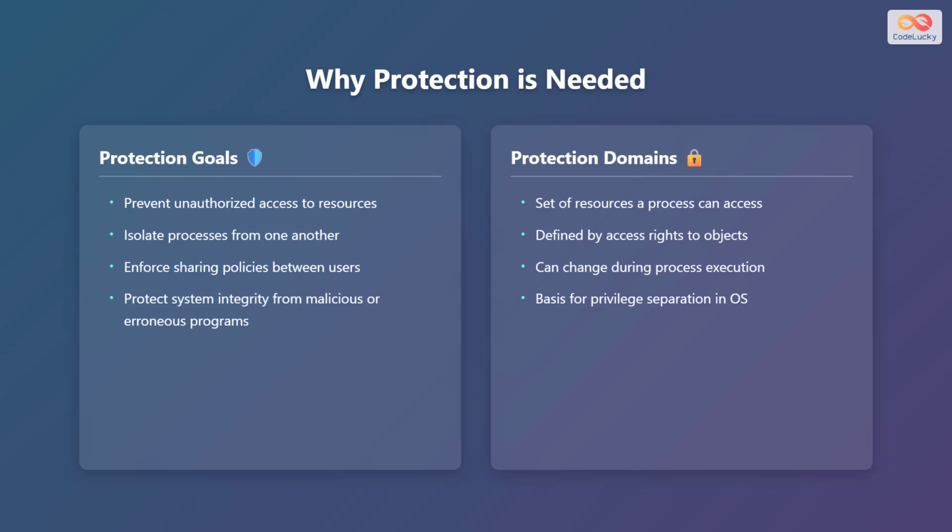Now, let's understand the concept of protection domains. A protection domain defines the set of resources a process can access. This is determined by the access rights that the process has to various objects within the system. A process's protection domain can change during its execution, allowing for dynamic adjustment of privileges as needed. Protection domains form the basis for privilege separation in operating systems, ensuring that processes operate with the minimum necessary privileges to perform their tasks.